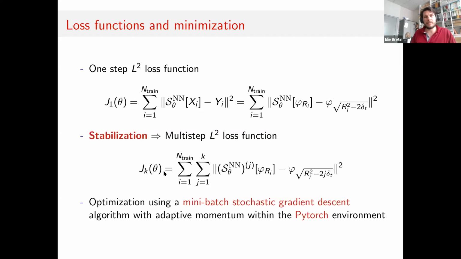And to minimize this kind of loss function, we use the PyTorch environment, and we consider an optimization with a mini-batch stochastic gradient descent with adaptive momentum, which corresponds to using the Adam optimization algorithm.